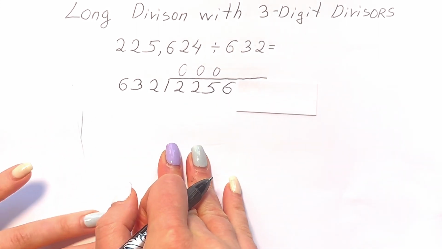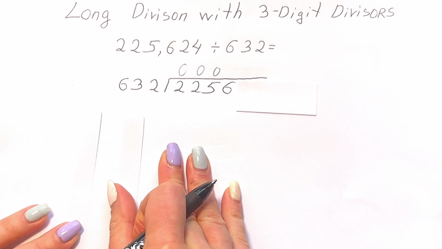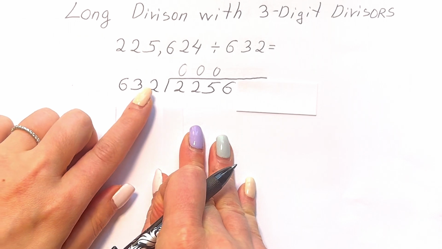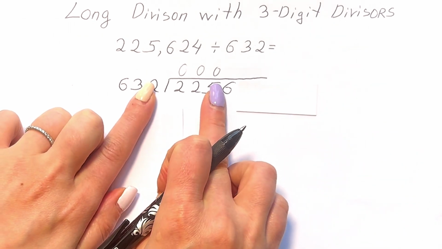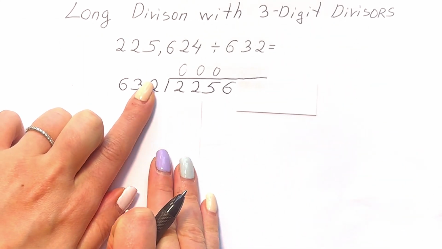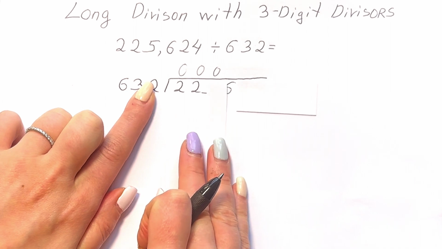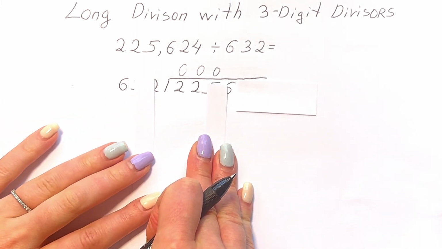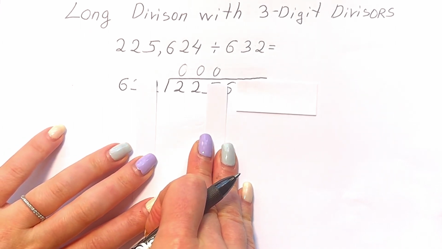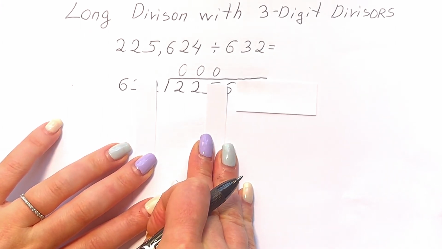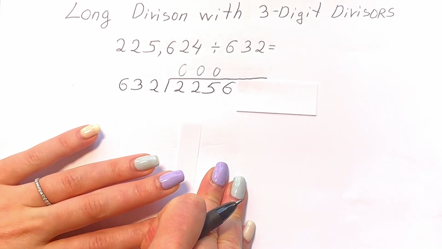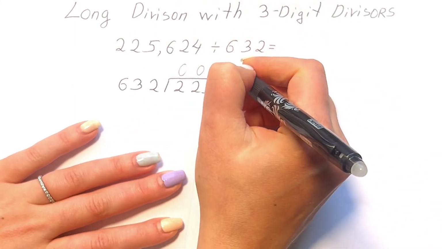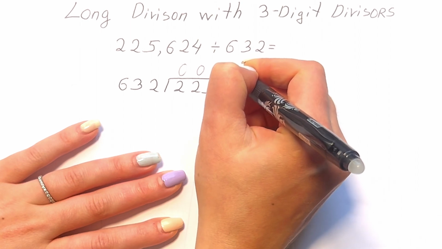632 goes to 2,256. How many times? Right away, I'm going to cover. If you are already confident, you can cover with your fingers or you can do it mentally. But because we are just learning, I'm going to use the covering papers. 6 goes to 22 3 times. It means 632 goes to 2,256 3 times. I'm going to put the 3.